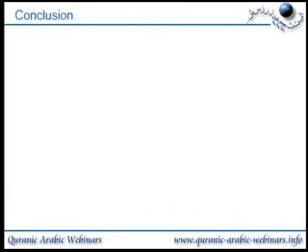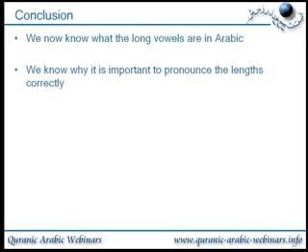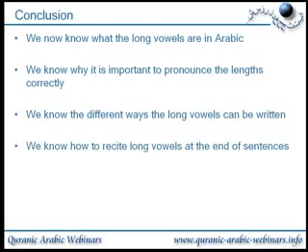So in conclusion, we now know what the long vowels are in Arabic. We know why it is important to pronounce the lengths correctly, so we don't make any major mistakes, which could be sinful. We know the different ways the long vowels can be written. We've seen alternate ways. We've seen the Uthmani script and we've seen the Majidi script. We know how to recite long vowels at the end of sentences, and the best thing to do is buy a good color-coded Quran and stick to that initially until you become very proficient in these rules.